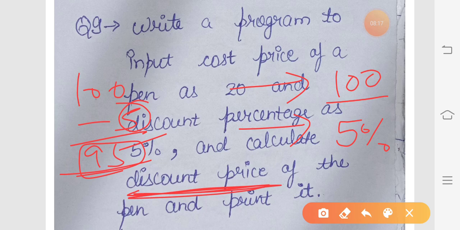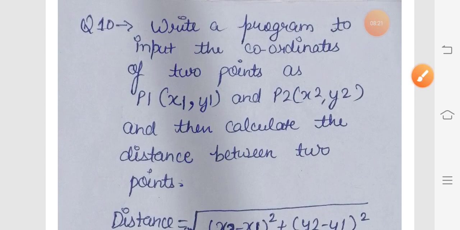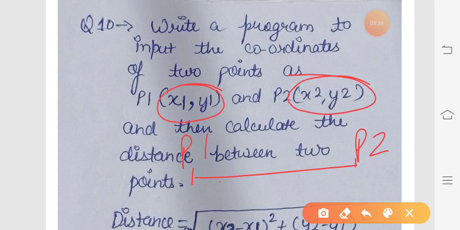प्राइस, राइट. Okay, next, write a program to input the coordinates of 2 points. We have to take the coordinates of 2 points. First point is P1, second point is P2. Now the coordinates of P1 are x1 y1, for P2 x2 y2, and then calculate the distance between 2 points. So इन दोनों के बीच की distance find out करनी है.